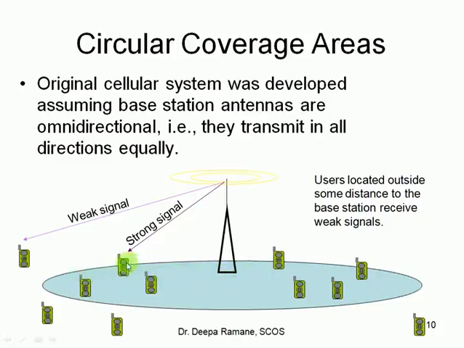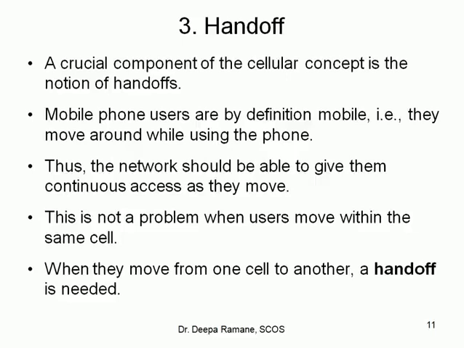So here, if the mobile is in this particular region, then the signal strength received will be maximum, while if you move out of the cell, the signal strength will be weak. This is the phenomenon useful for your handoff technique. Now let's see basically what this handoff technique is.